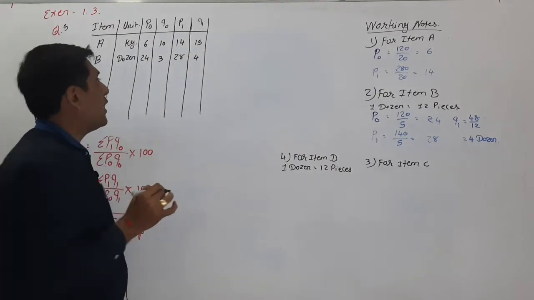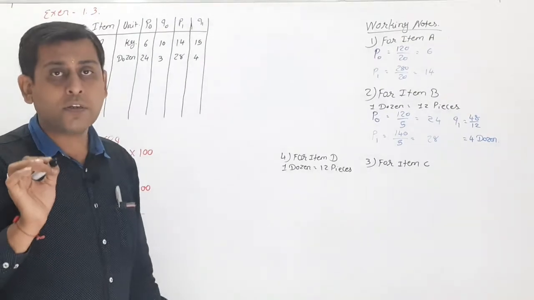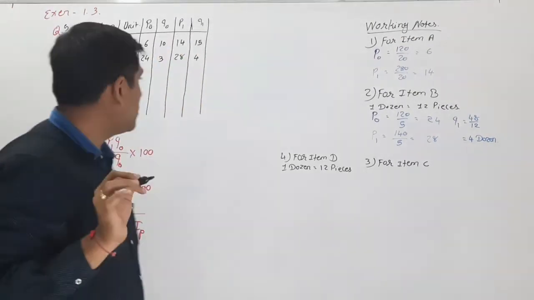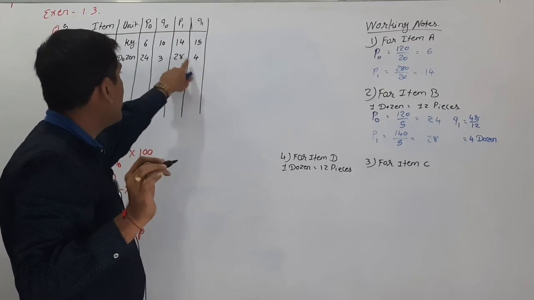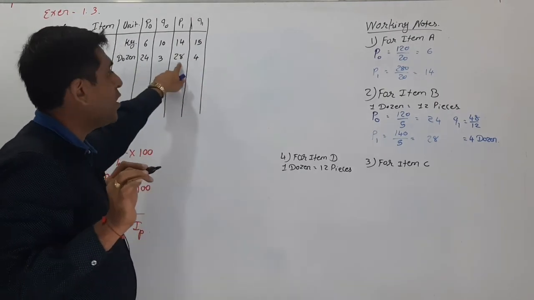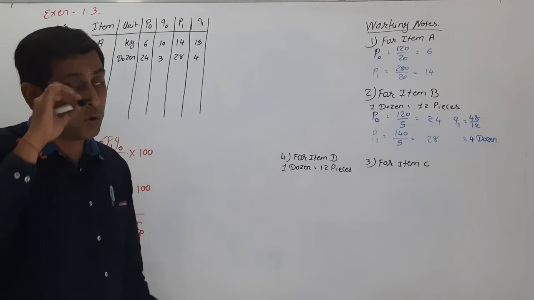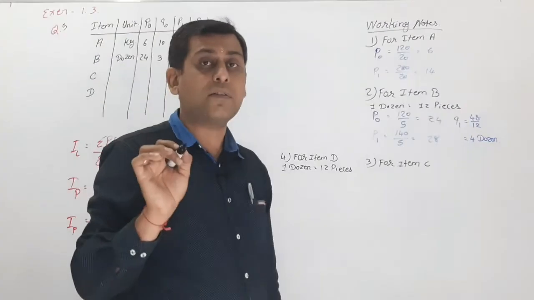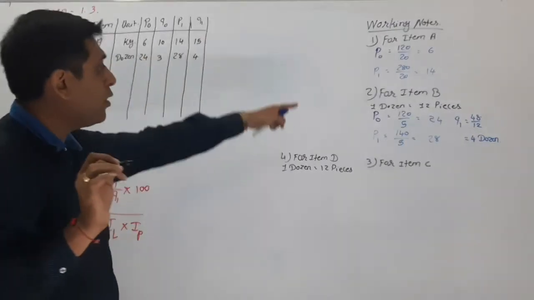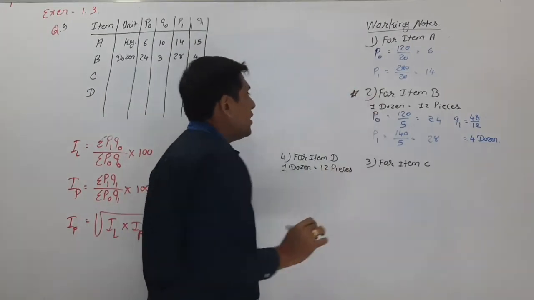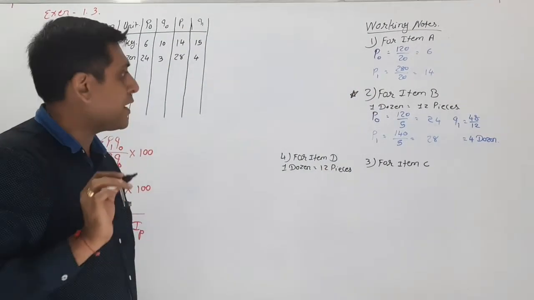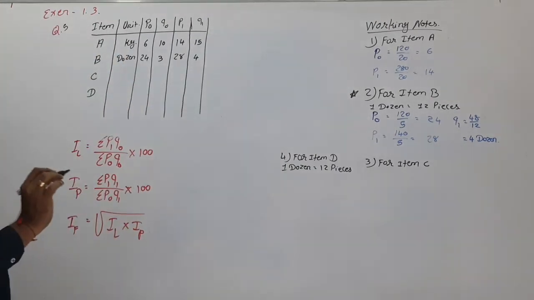We don't have to write 48 here. See, some students make mistakes here, that is they take 48 or they take 120 or 140 here, so they don't get the answer. So be careful while doing this. Item B is the most difficult, so be careful while doing this.